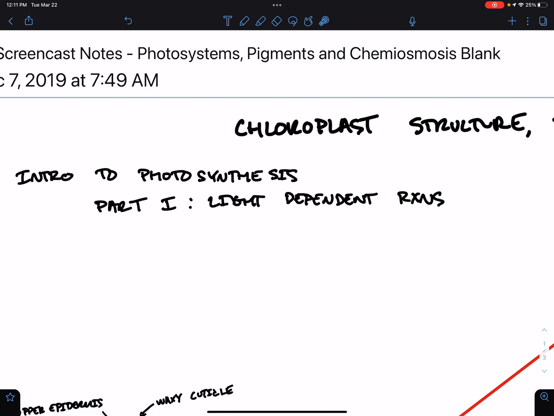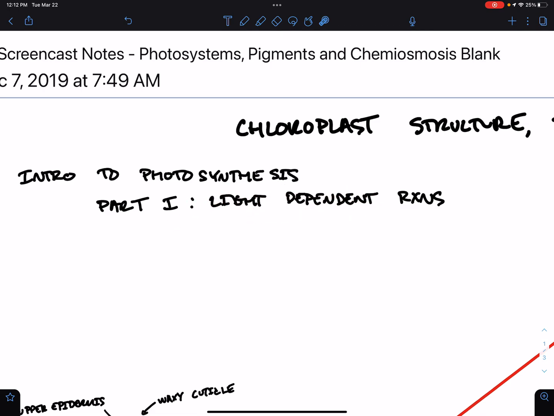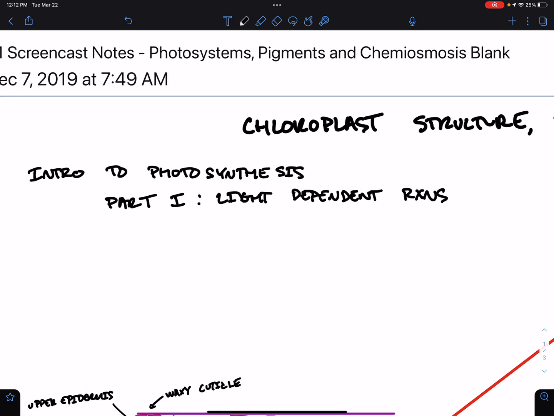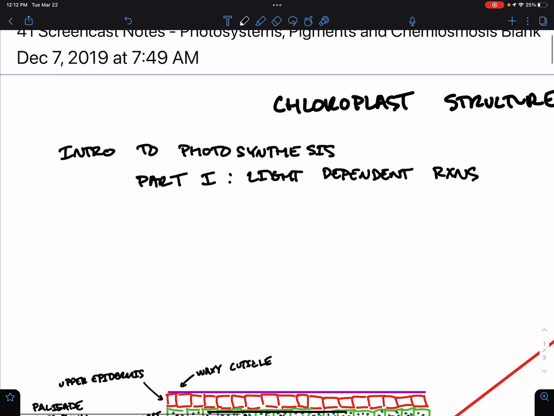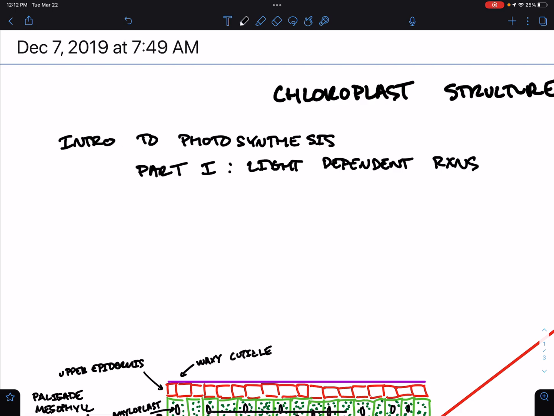The second part of photosynthesis, part 2, are the light-independent reactions. But as you might gather by the name, this part of photosynthesis is dependent on the presence of light. And then another reminder, or maybe not a reminder, but an introduction, something you may or may not know.